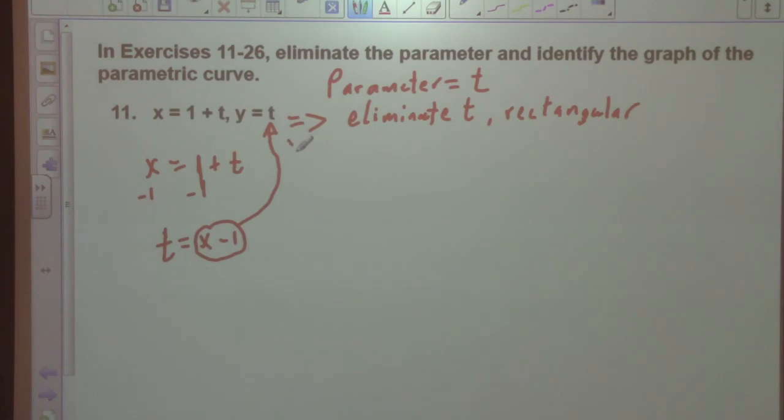So when we do that, I'm drawing these arrows, I hope that's not confusing too much. We end up with y equals x minus 1. So this y equals x minus 1 is our rectangular version of this parametric equation with t eliminated. And rectangular just means x and y coordinates. And we can graph this. It says identify the graph.